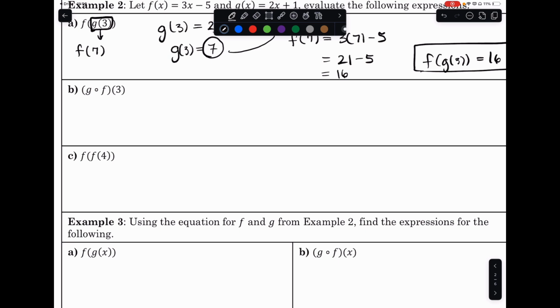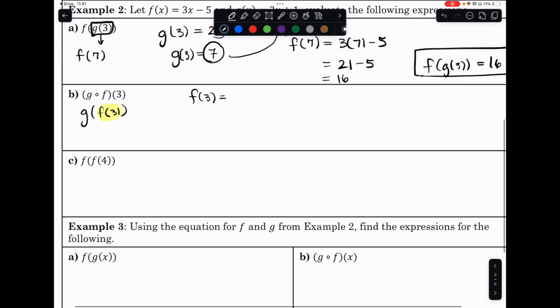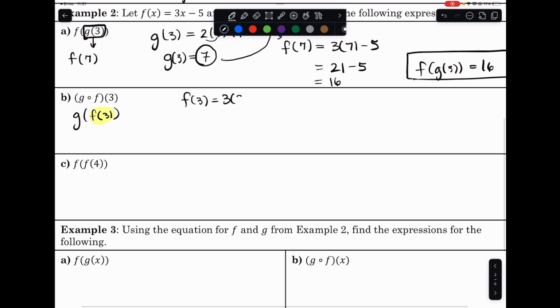So first of all, this notation is the same thing as the previous one. We read this as g of f of 3. So we're going to first start with the inside and figure out what f of 3 equals. Using the same definition as above, f being 3x minus 5, f of 3 would be 3 times 3 minus 5, which is going to end up equaling a total of 4. So f of 3 is equal to 4. And since we know that f of 3 is equal to 4, we're now going to evaluate g of 4.